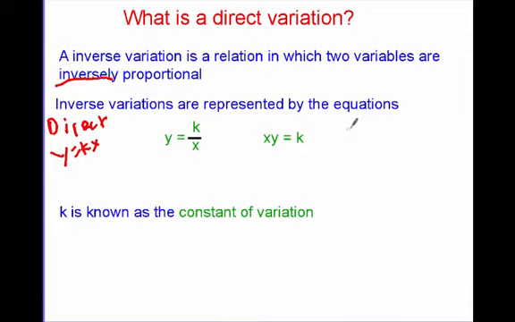And in a direct variation, we knew y divided by x gave us our constant. Well, in an inverse variation, x times y equals our constant. So we could just think of an inverse being the exact opposite. In direct variation, we are multiplying k and x. In inverse variation, we are dividing k by x. And k is still known as the constant of variation. So you're going to need to know these two equations right here.